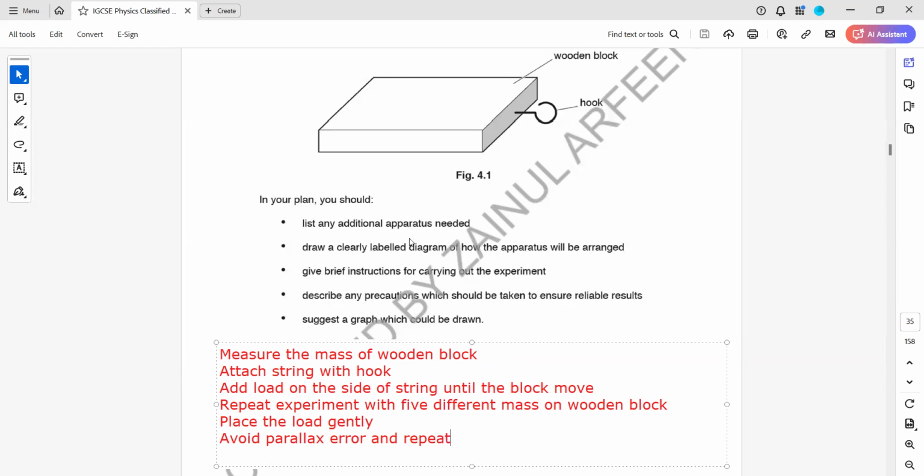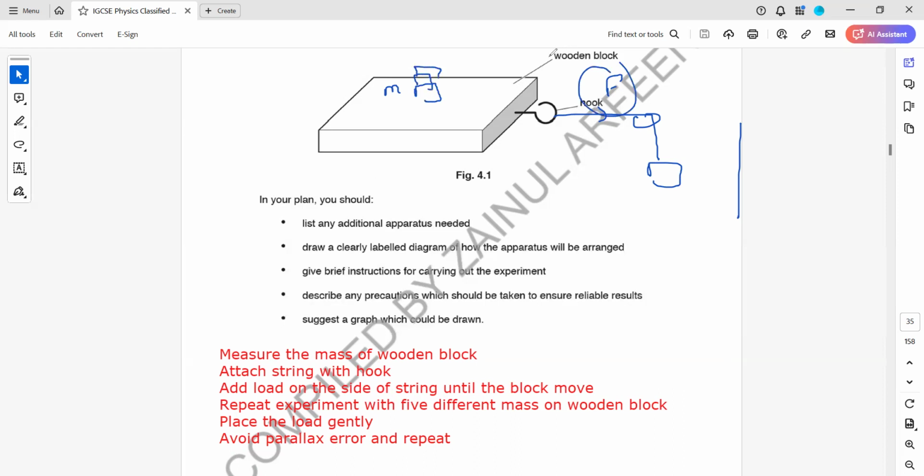Suggest a graph that you could draw. What graph can we plot here? Two quantities are there. One is the load which we attach, the force. Another one is the mass. Which is dependent and which is independent? Which one is the independent quantity? The mass, because the mass which we add will affect how much force is needed. So mass is the independent quantity.